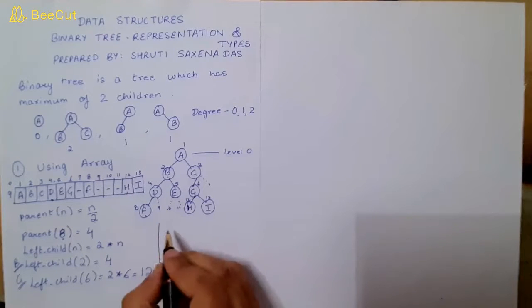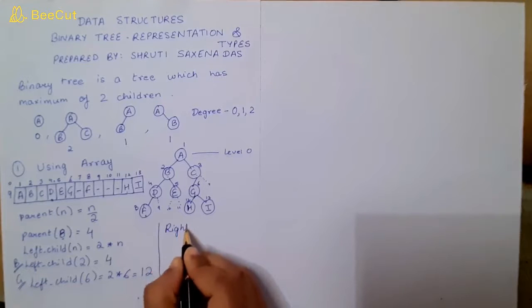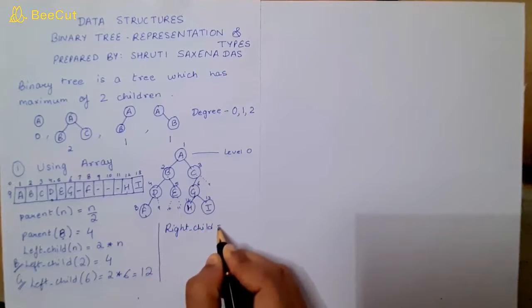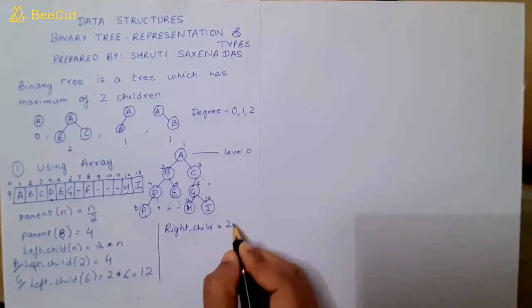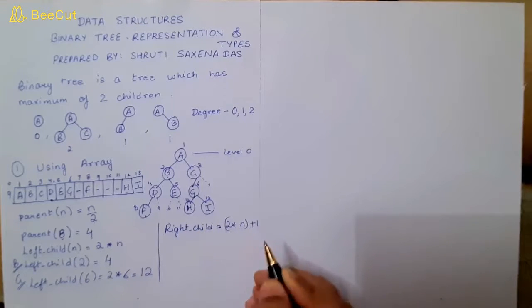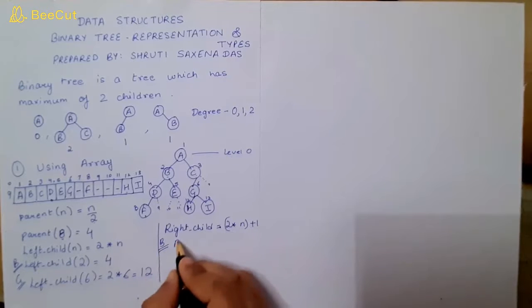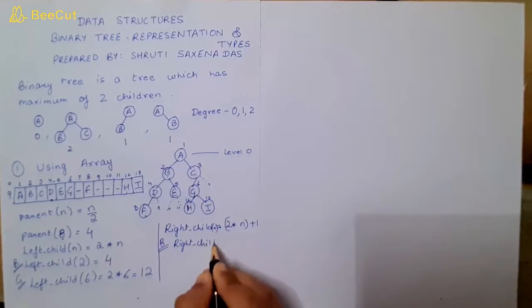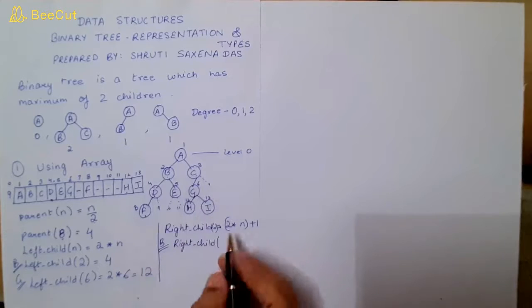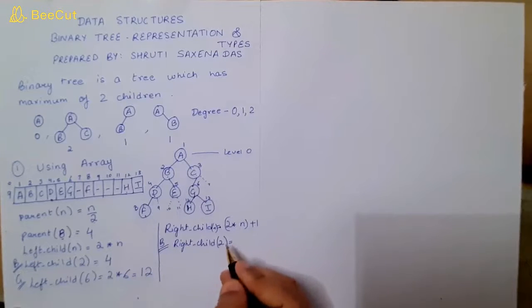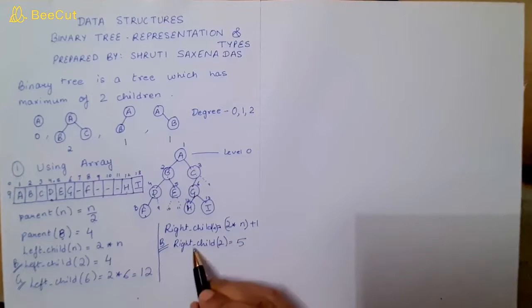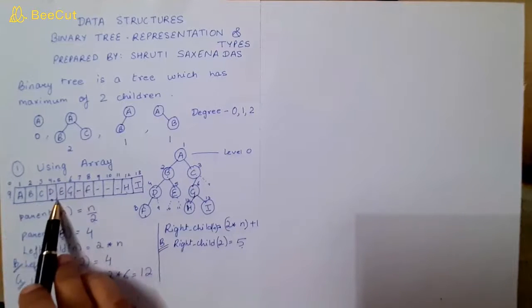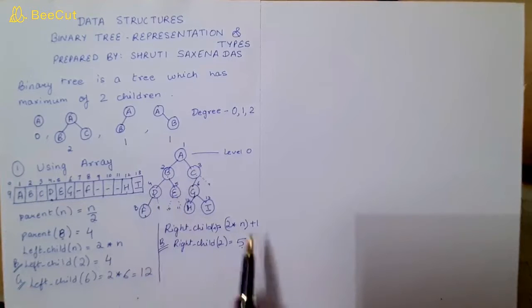Similarly, if you want to find out the right child, then you can find it by using 2 into n plus 1. So we'll take B. For the right child of B, that means of 2, the n value is 2 for B. So 2 into 2, 4, 4 plus 1, 5. So the right child of B is present at 5. At 5 we have the value E. So E is the right child for B.